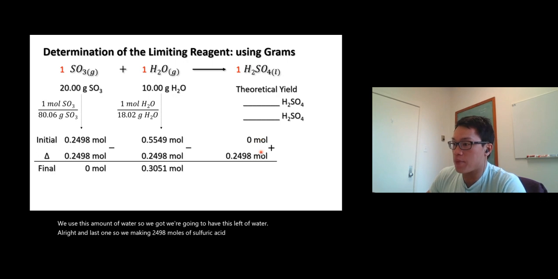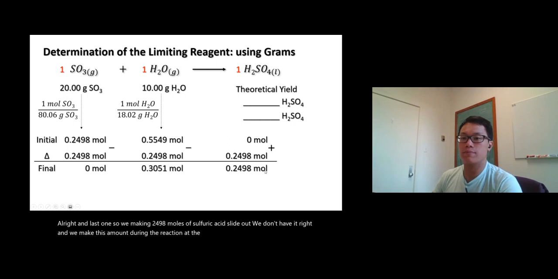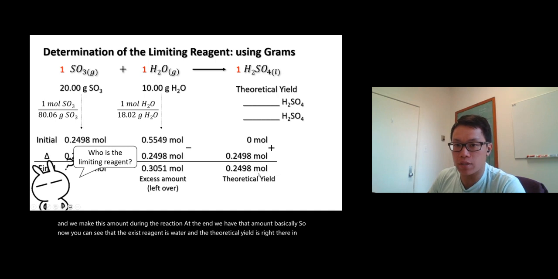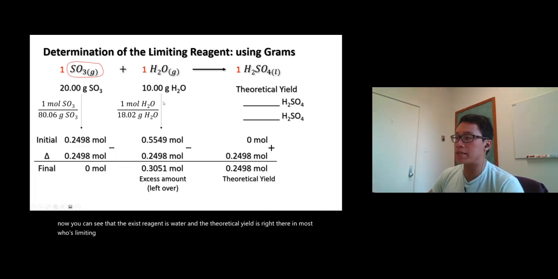Start out, we don't have it, right? And we make this amount during the reaction. At the end, we have that amount, basically. So now you can see that the excess reagent is water, and the theoretical yield is right there in moles. Who's the limiting reagent? Sulfur trioxide, it limits the amount of sulfuric acid formed.